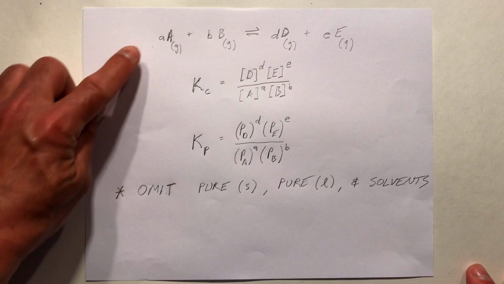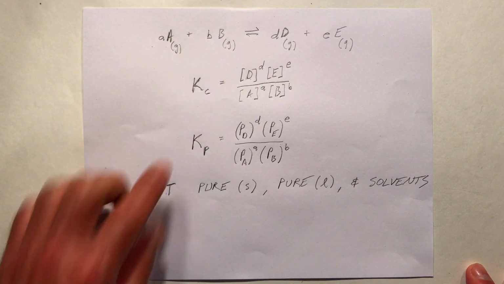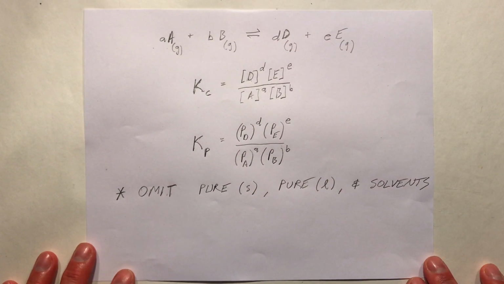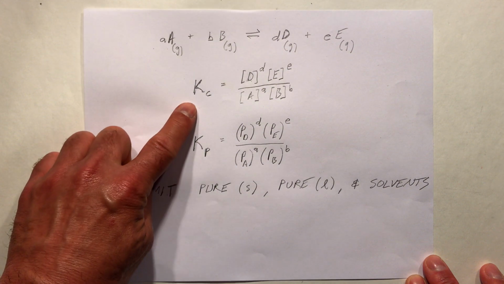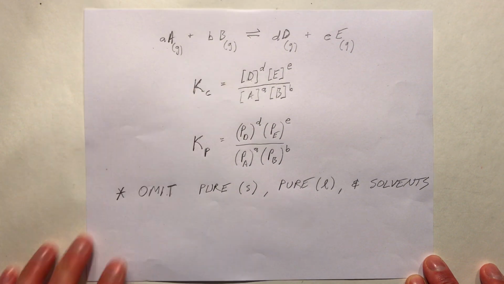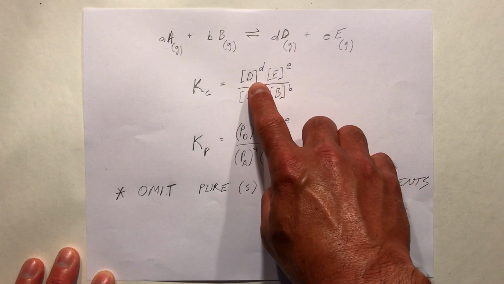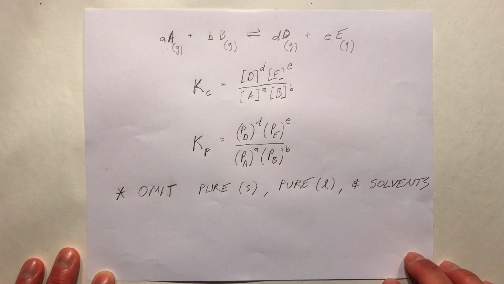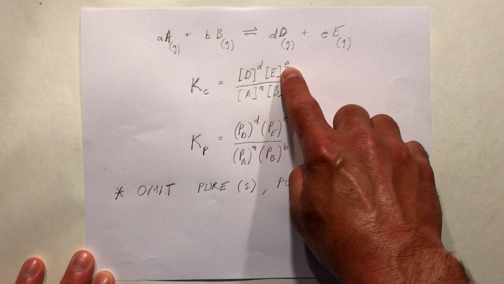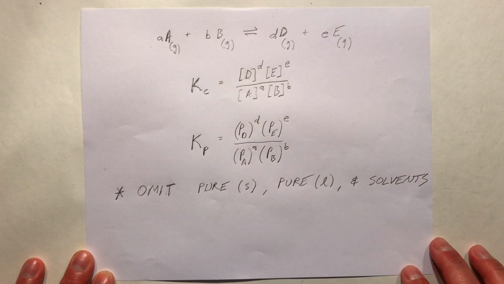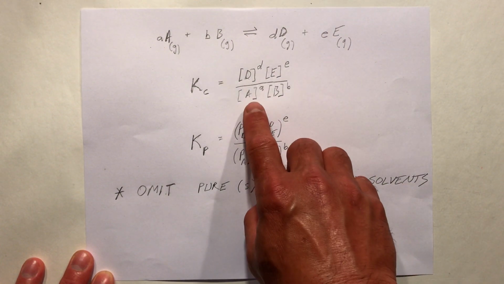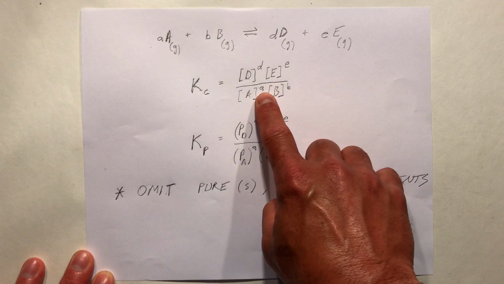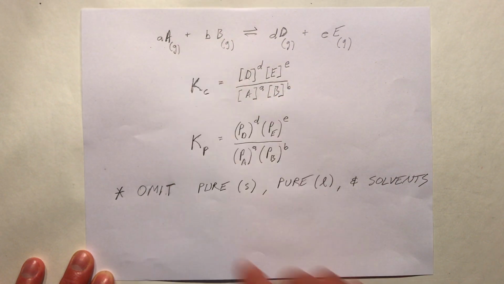So a quick review: if we have A moles of chemical A reacting with B moles of chemical B in equilibrium with D moles of chemical D and E moles of chemical E, the equilibrium expression Kc, in other words KEQ expressed with concentrations, is equal to the concentration of chemical D multiplied by the concentration of chemical E, the products, raised to the power of their respective stoichiometric coefficients, divided by the concentration of chemical A multiplied by the concentration of chemical B raised to the power of their respective stoichiometric coefficients.